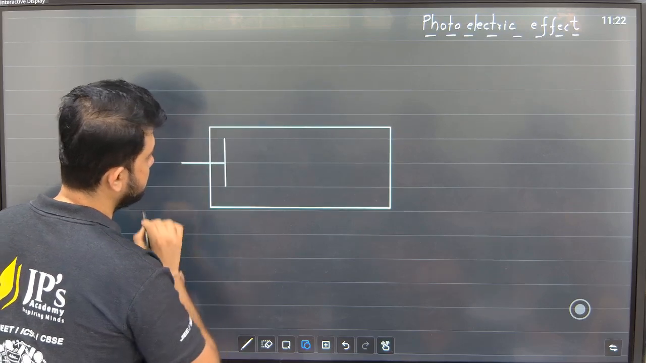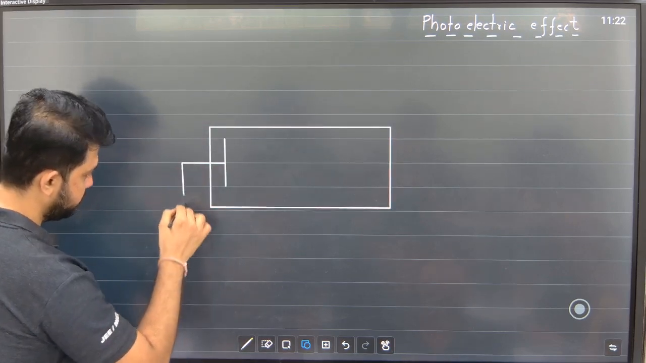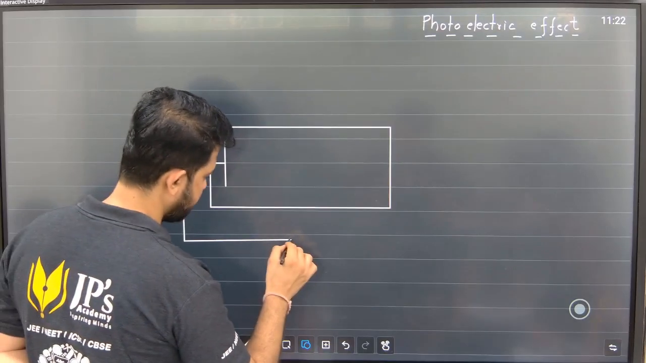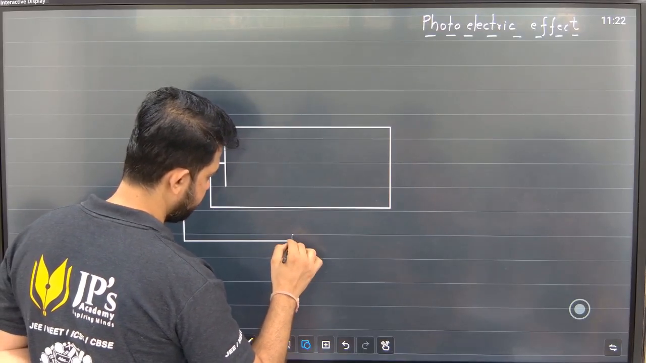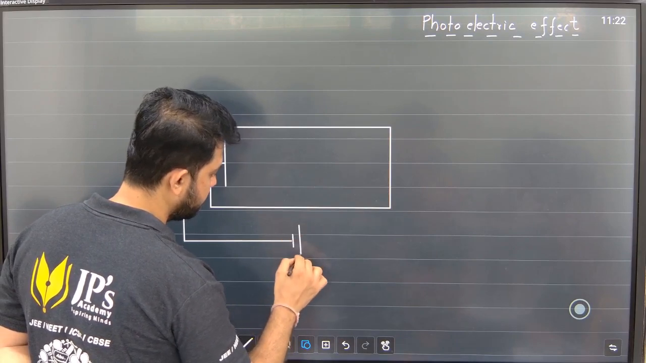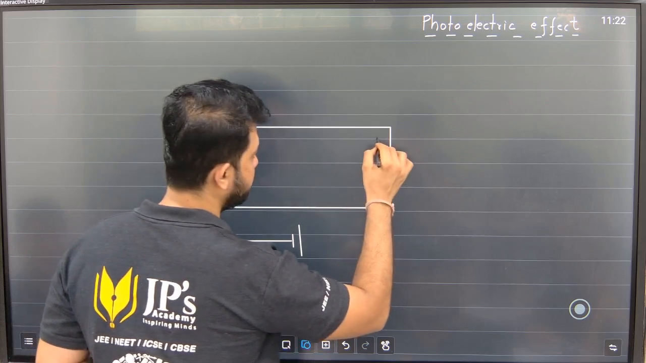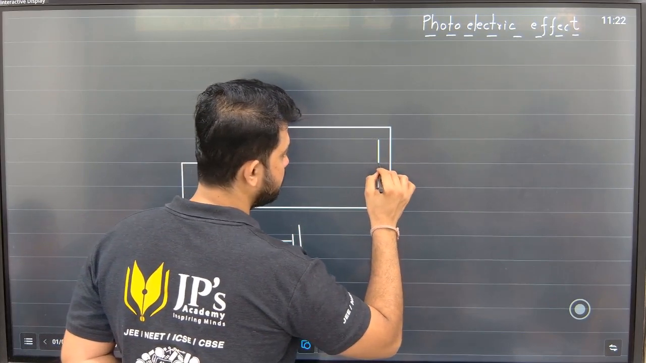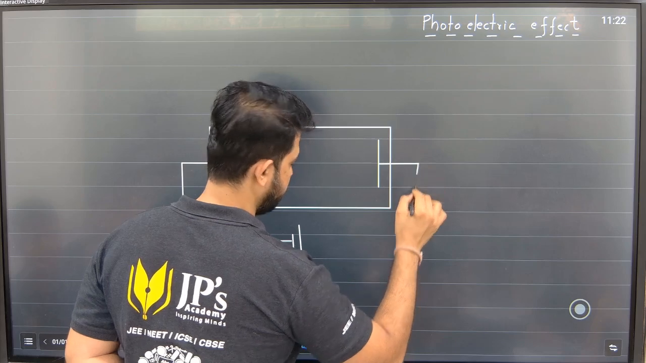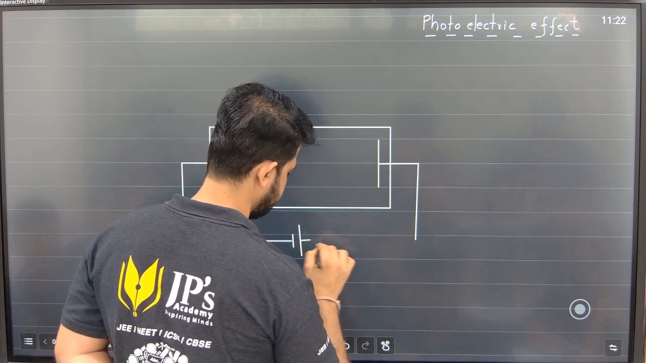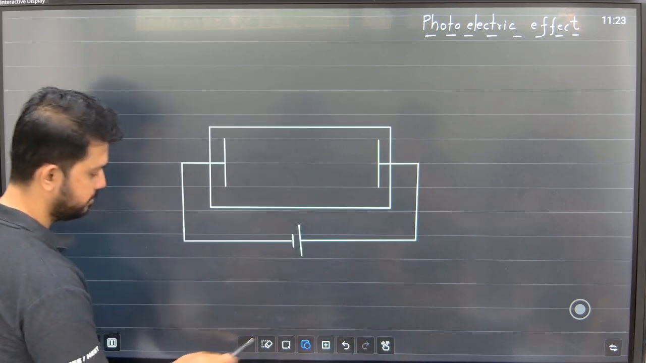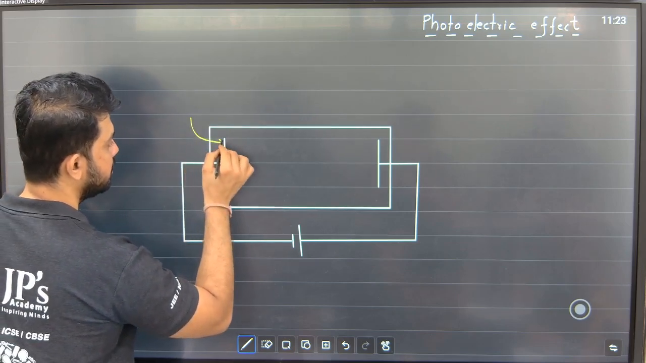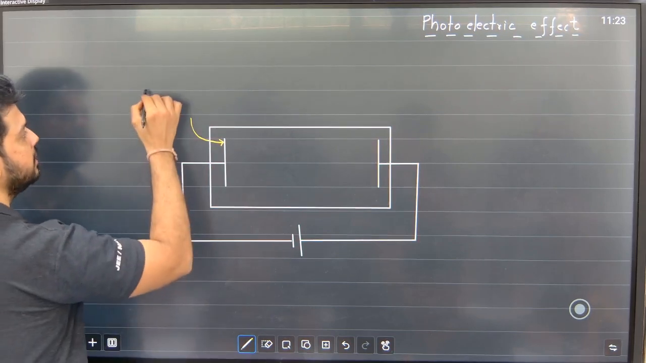Connected to, let's say, the negative terminal of the battery. And we have another electrode over here. This is connected to the positive terminal of the battery. Okay. Now the electrode present over here is made up of conductive metal.